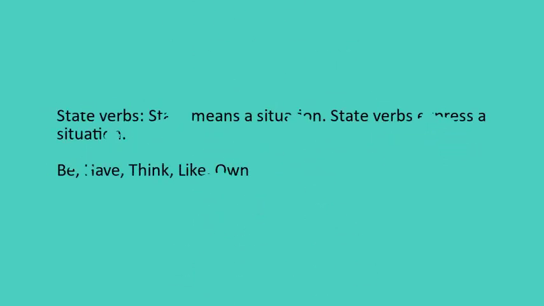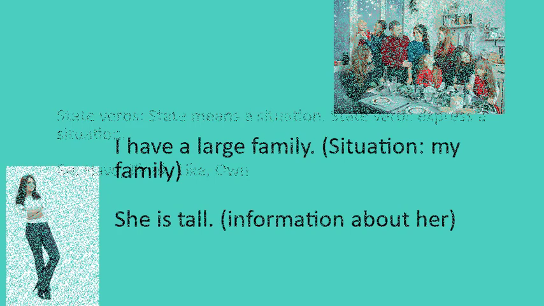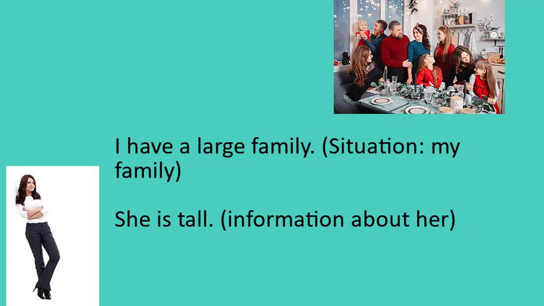State verbs. State means a situation. State verbs express a situation, like be, have, think, like, own. I have a large family. Here, it is a situation about my family. She is tall, information about her.